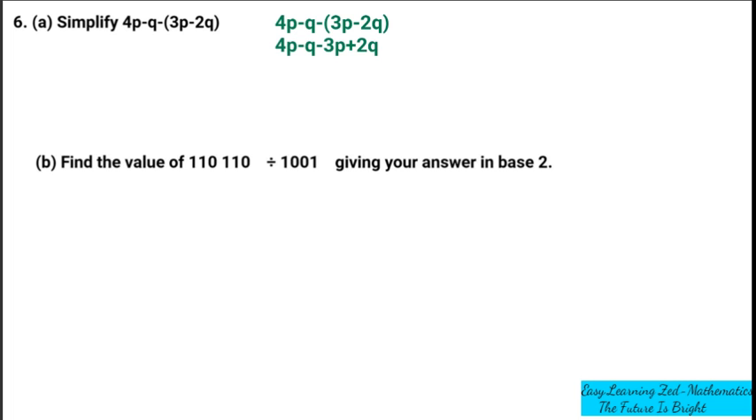Okay, once I've done that, the next thing I'm going to do is put like terms together. So I'm going to write 4p, then any term that has p, you can see negative 3p there. So it's going to be 4p minus 3p, then minus q, then plus 2q. Then I'm going to find the difference of 4p and 3p, which will be p. Then negative q plus 2q will give me positive q, so it's going to be plus q.